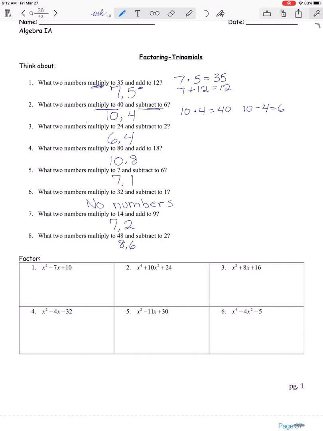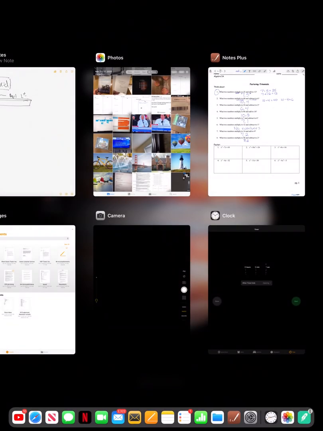So I do want to show you a little trick in the calculator that would help you come up with these numbers if you struggle to come up with them by yourself. So I'm going to look at number 1 and show you what to do in the calculator. It says what two numbers multiply to 35 and add to 12. So what we're going to do is go to our calculator. I'm going to show you here.